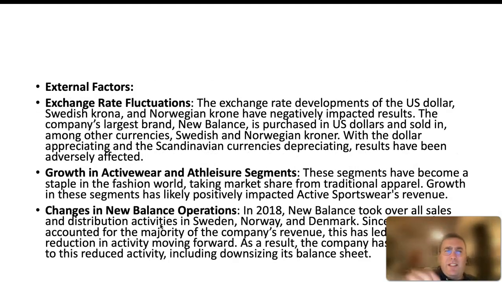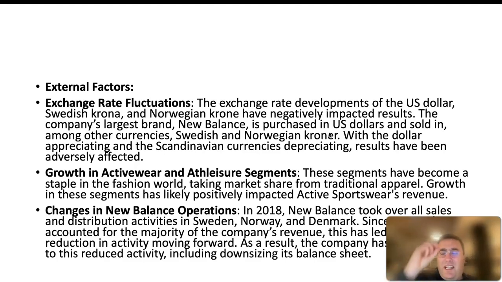Next are external factors. And we have here exchange rate fluctuations. The exchange rate development of the US dollar, Swedish krona, and Norwegian krona have negatively impacted the results. The company's largest brand, New Balance, is purchased in US dollars and sold among other currencies in Swedish and Norwegian krona. With the dollar appreciating and the Scandinavian currencies depreciating, the result has been affected.